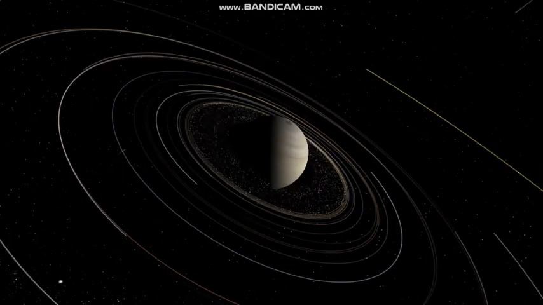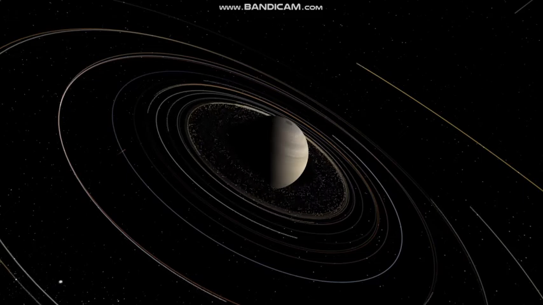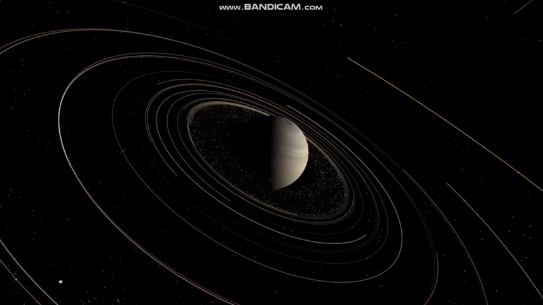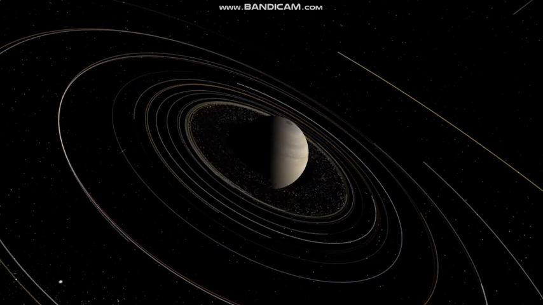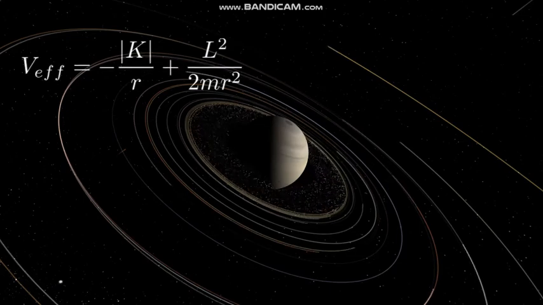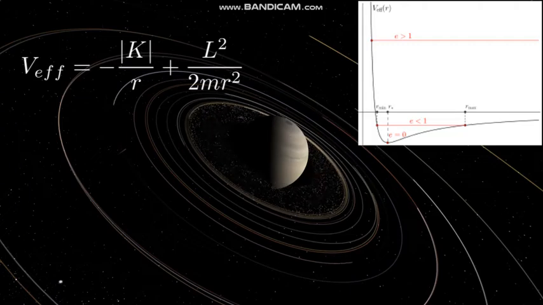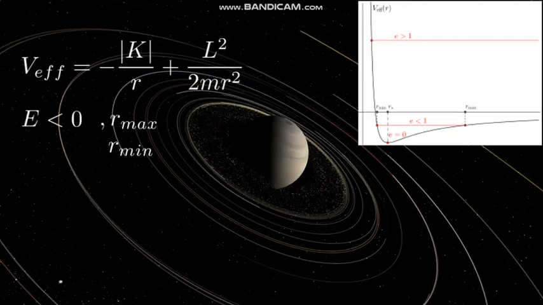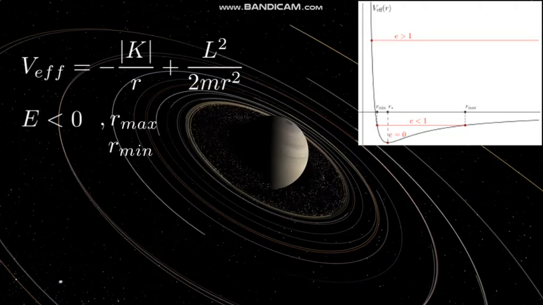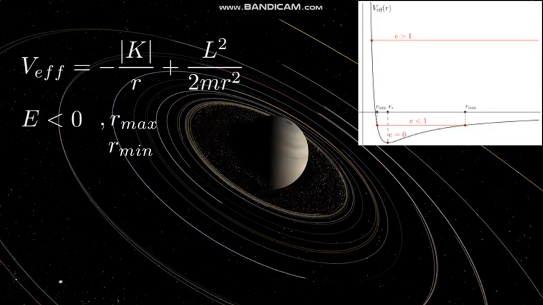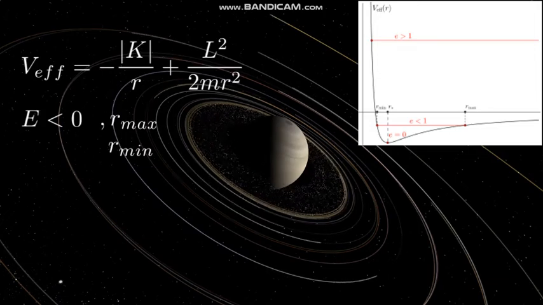But wait, there's more. Another way of understanding orbits is by looking at the effective potential. It can be calculated using this formula, and when plotted looks like this. So, as you can see, at energy smaller than 0, the energy line crosses the effective potential at Rmax and Rmin, the sum of which is 2a.